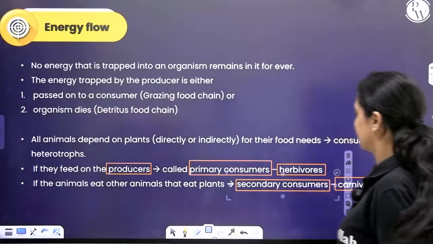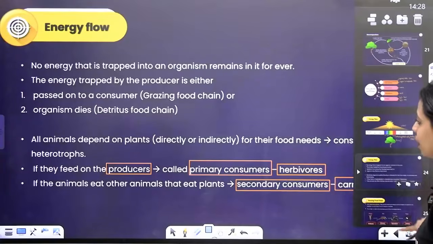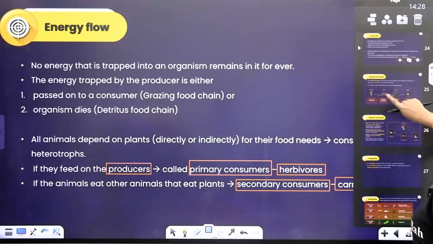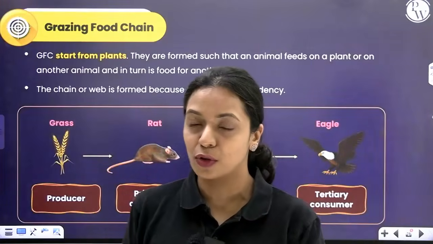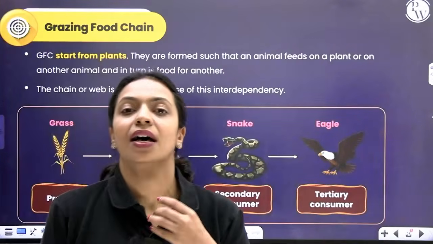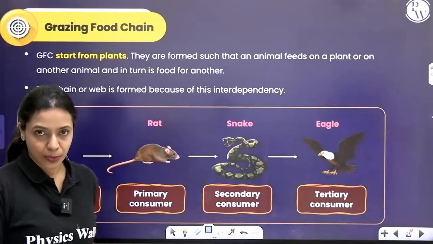In that case, we call it a secondary consumer. Now, these are terms that you should remember. I told you there are two different types of food chain. The first type is called grazing food chain. In short, we call it GFC. It always starts with producers.